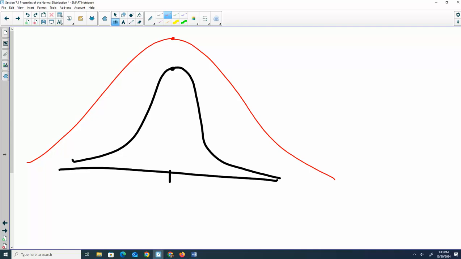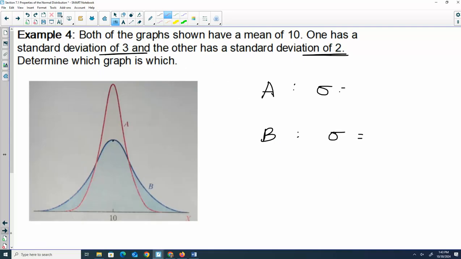So when I'm looking at this, the bigger standard deviation is the wider curve. So which of them is wider? B. That one comes out further. So it has to have a higher standard deviation. So that one would have to be the standard deviation of 3. When I look at A, it's more skinny, so it has a smaller standard deviation. So that's 2. Okay, so just remember, bigger standard deviation, more spread out. So it'll be a wider curve.